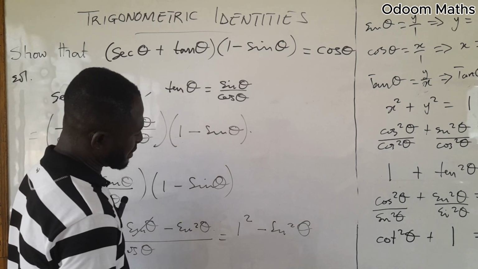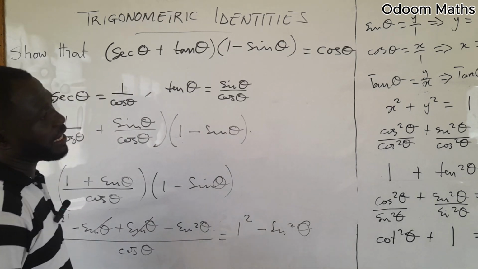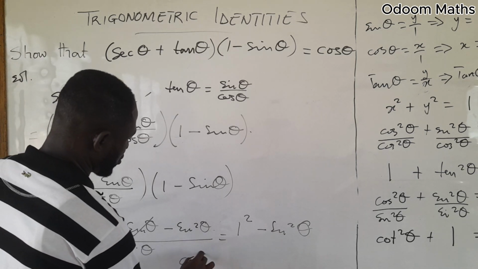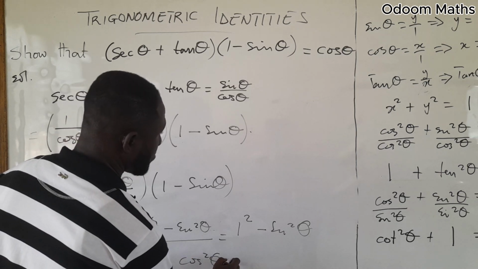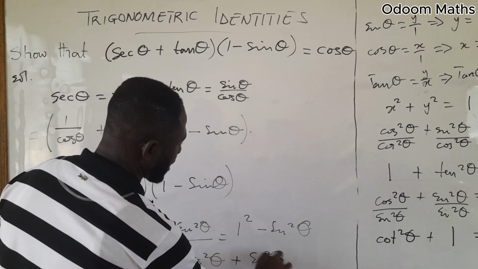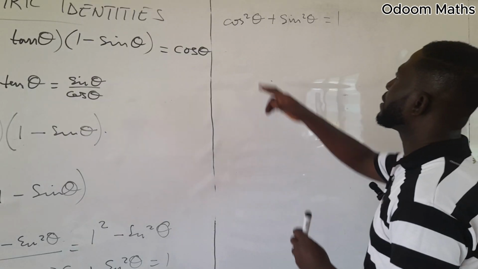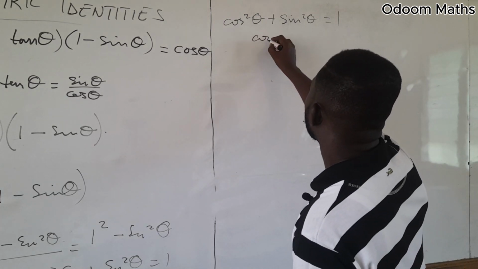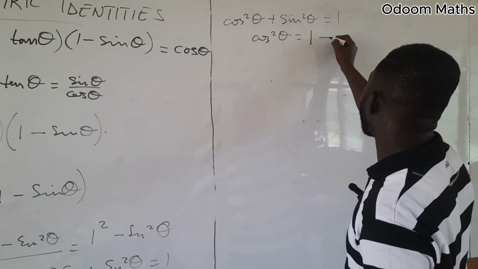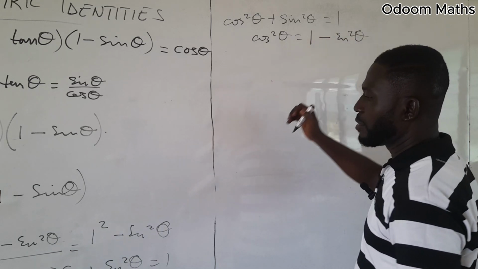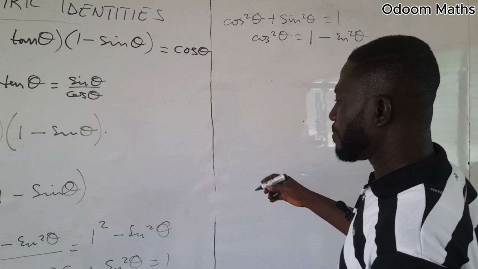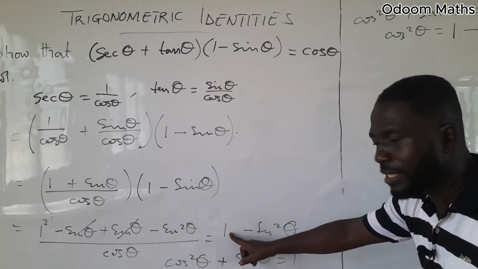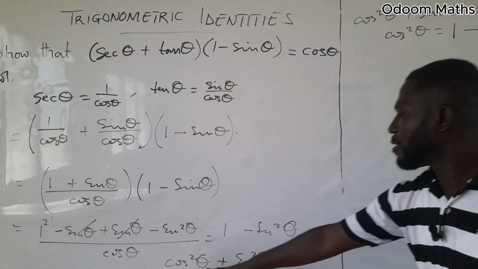Now we can say that from the identities that we did, the second identity, which says cos square theta plus sine square theta equals 1. So let's continue from here. From this identity, we can say that cos square theta is equal to 1 minus sine square theta, which we are seeing in the question. So 1 minus sine square theta is the same as cos square theta.